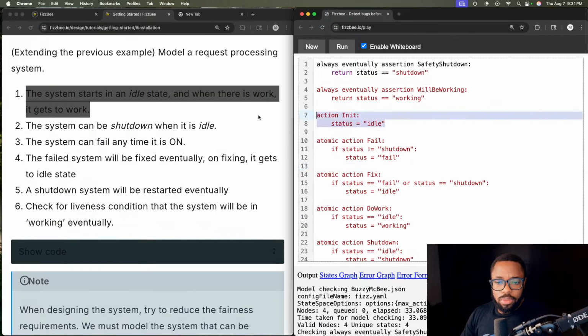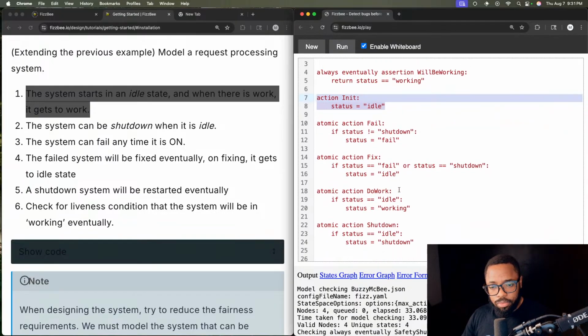Okay, so the system starts at idle. When there's work, it gets to do work.